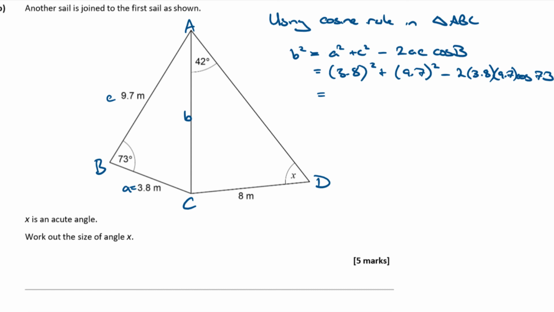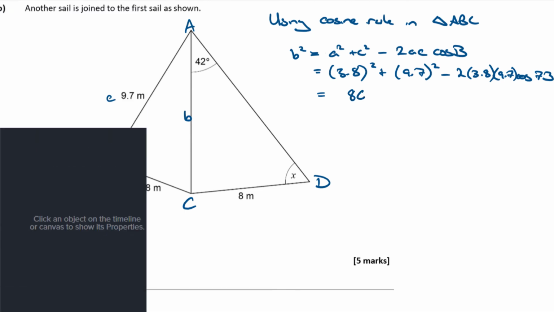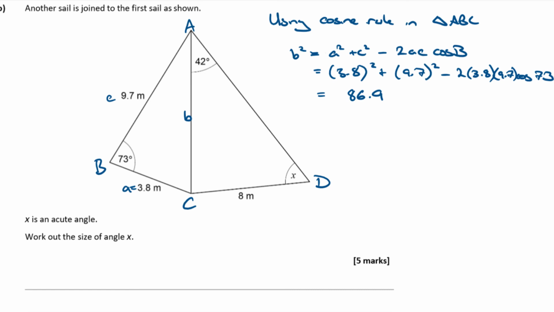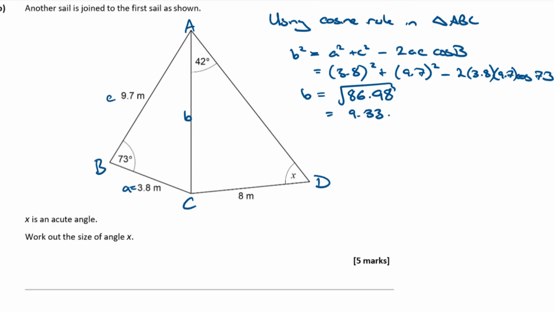So tapping that carefully into the calculator: 3.8 squared plus 9.7 squared minus 2 times 3.8 times 9.7 times the cosine of 73 comes out to be 86.98. But remember, we want b and not b squared, so b is going to be the root of that. So root answer, it comes out to be 9.33. Now again, I'm writing down 9.33, but I'm leaving the full calculator display on my calculator, so I'm going to carry on using that in a sec. So that's the first one.